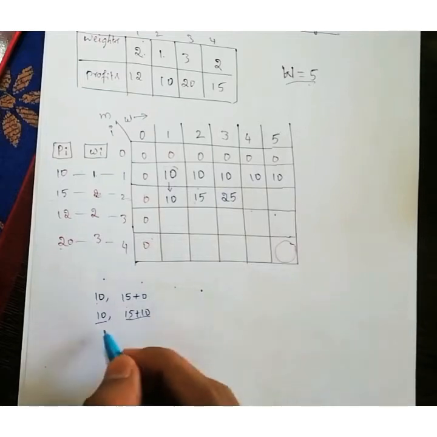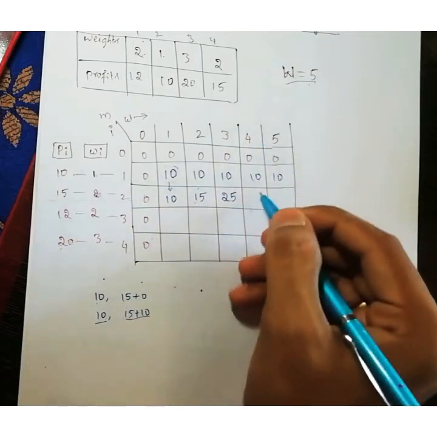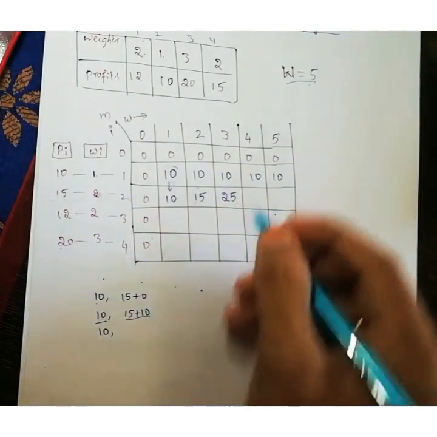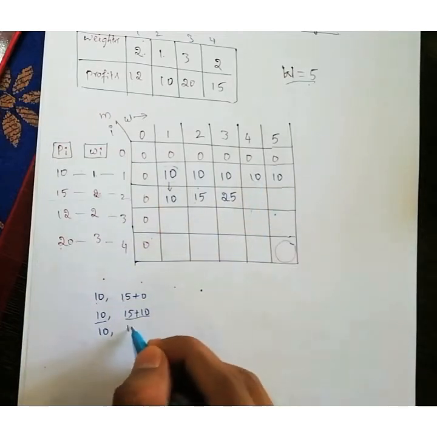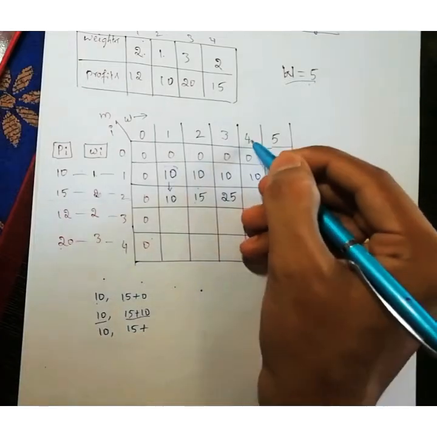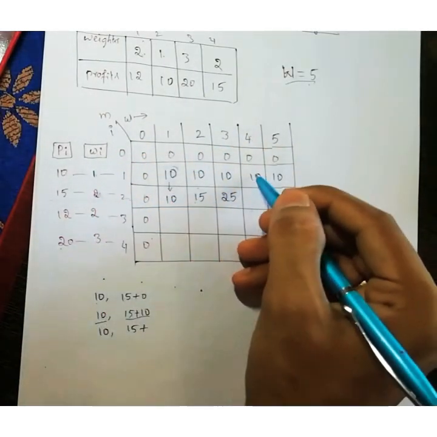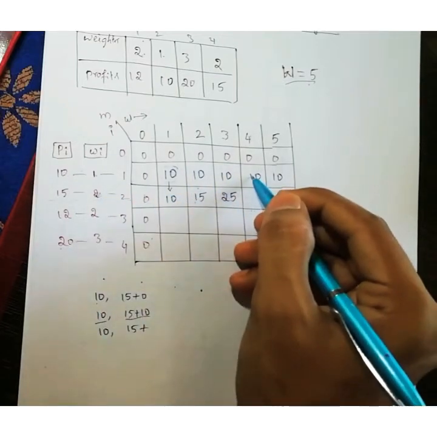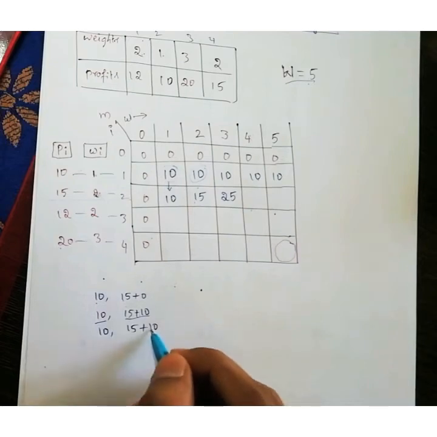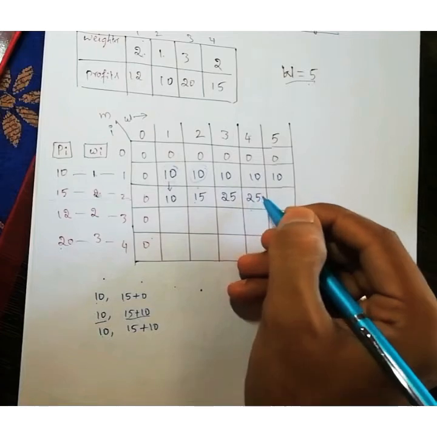Okay. Next, can I insert 2 kg item in 4 kg bag? Yes, I can insert. And what is the maximum profit I will get? So here I have to compare this profit with the previous row profit. That means 4 minus 2, that is, W minus WI. 4 minus 2, that is 2. So in the previous row, in the second column, what is the value? 10. That means 10 plus 15, 25. 25 and 10, which is the maximum value? 25. So I will insert 25 here.